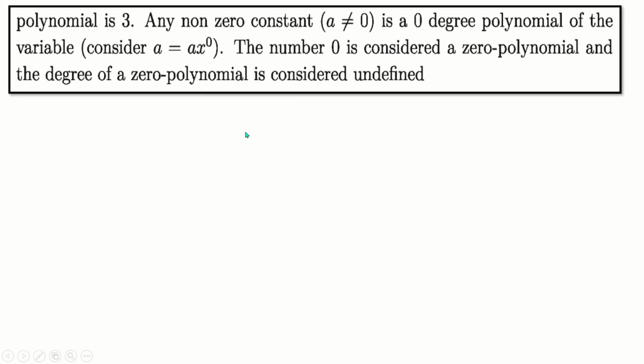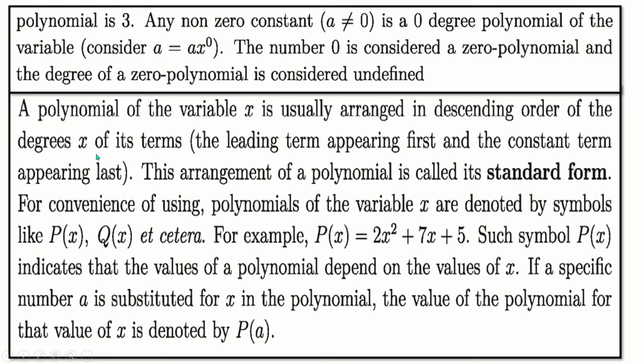I have already discussed this part. Another, a polynomial of the variable x is usually arranged in descending order. Descending order means, follow example number 4: ax cube plus bx square plus cx plus d. That means at first we take power 3, then 2, then 1, then 0. That means it is arranged in descending order. This is a standard form of a polynomial.